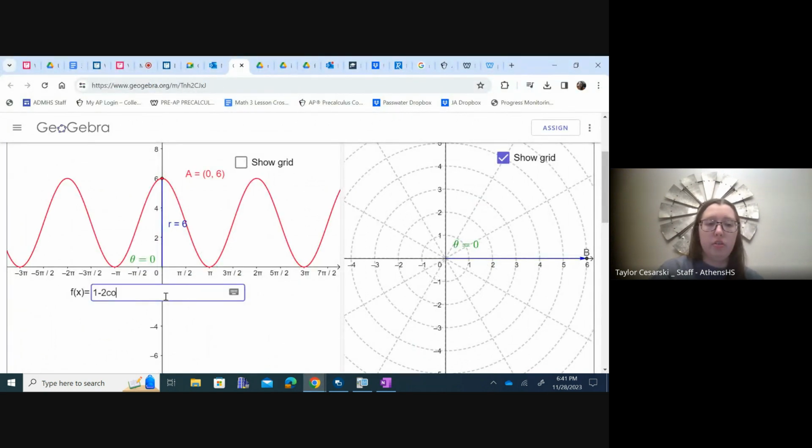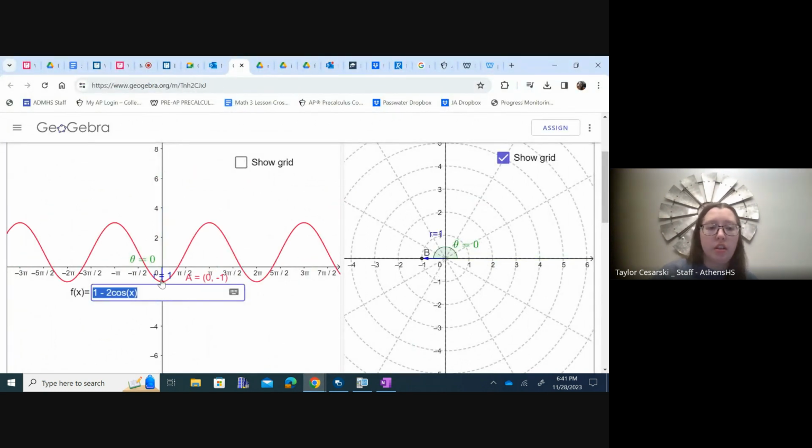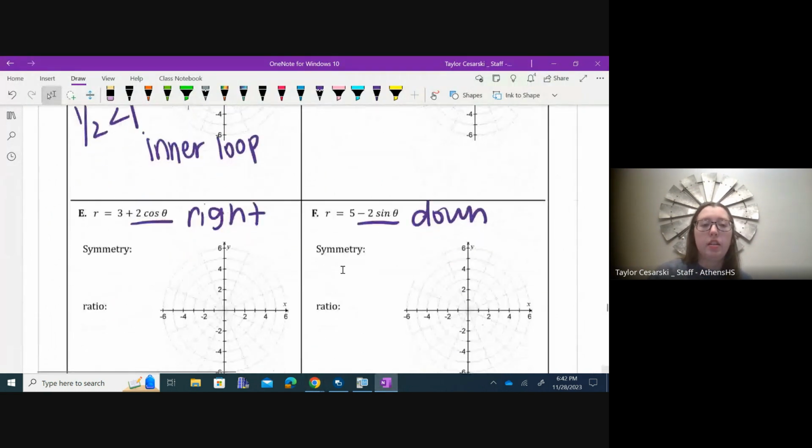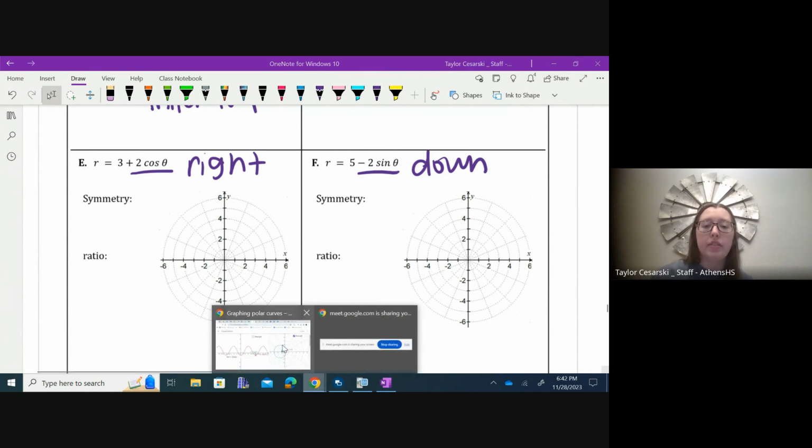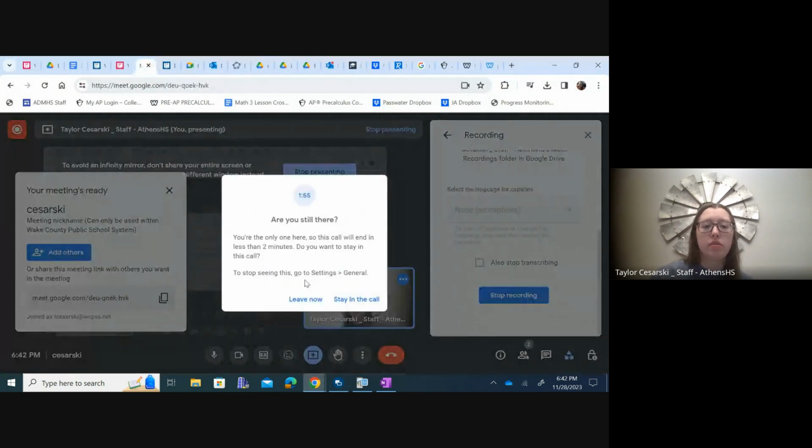1 minus 2 cosine x. And if I move my point, that's what it's going to look like. Max distance goes out to -3, so 3 units away. All right, let's look at one more. Let's just in general look at this right quick. So this is positive cosine, so it should go to the right. Negative sine should go down.